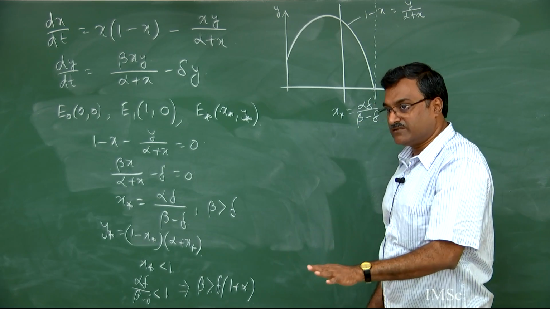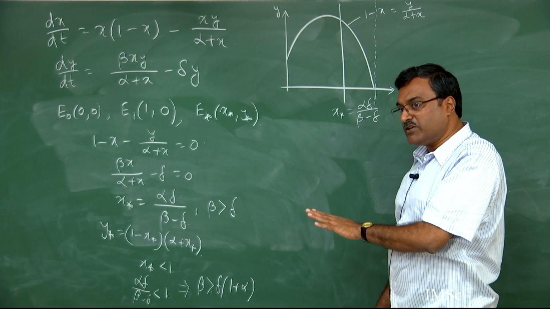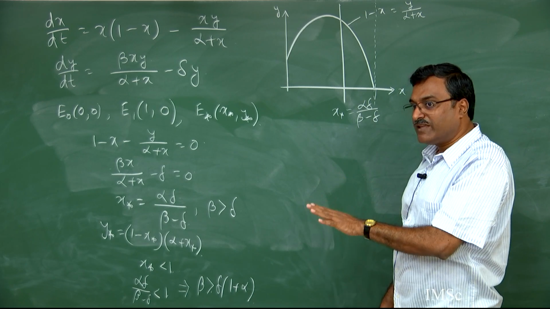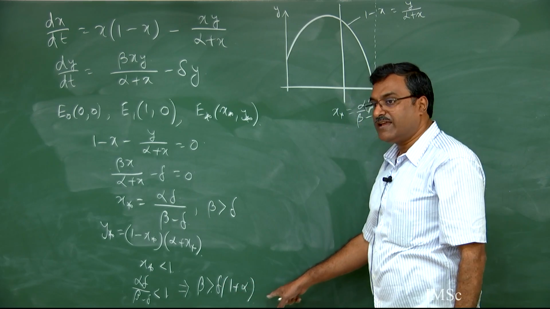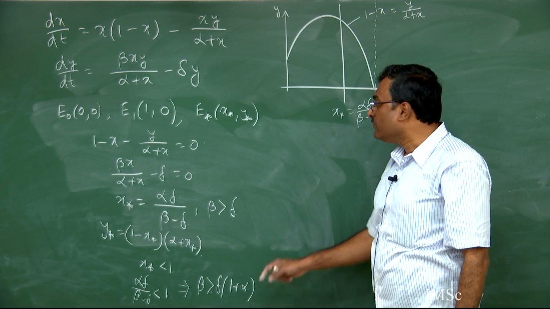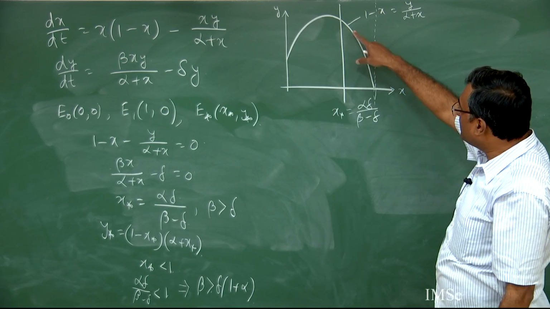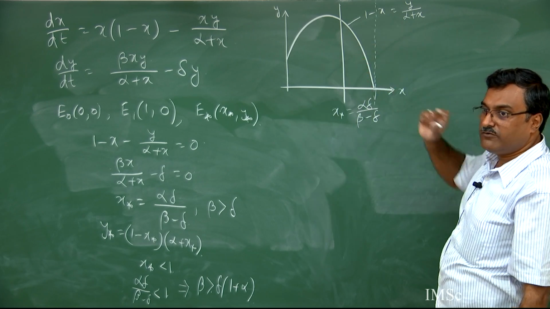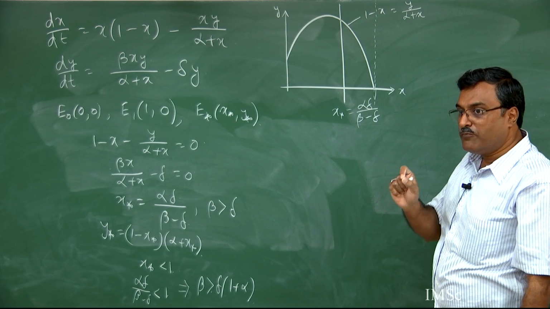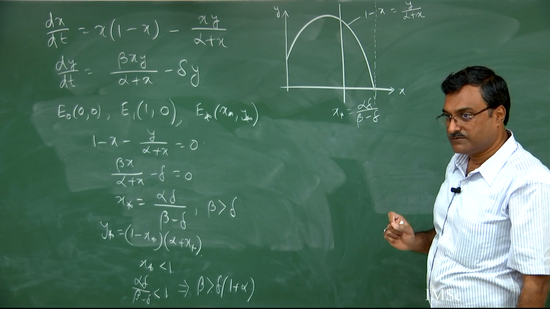Mathematically it exists, but in the context of population dynamics we can say that the interior equilibrium point does not exist if beta is less than delta into 1 plus alpha, because this line will be intersecting this parabola in the fourth quadrant, so that is not a feasible equilibrium point for the population dynamics model under consideration.